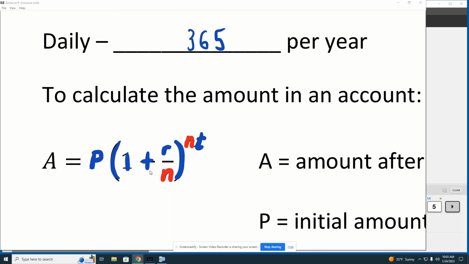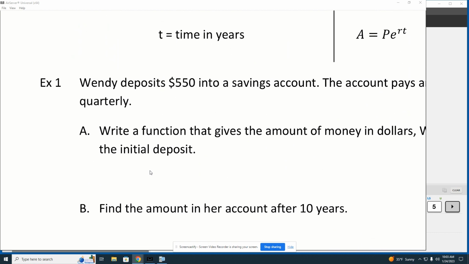So if they said semi-annually, what am I putting in N spot? 2. If they said quarterly, what am I putting in N spot? 4. If they tell me monthly, what am I putting in N spot? You get the point? So see how similar it is to appreciation? It's almost the same formula. The only difference, of course, is that value of N. Y'all with me? Okay, now let's work out a couple of problems.